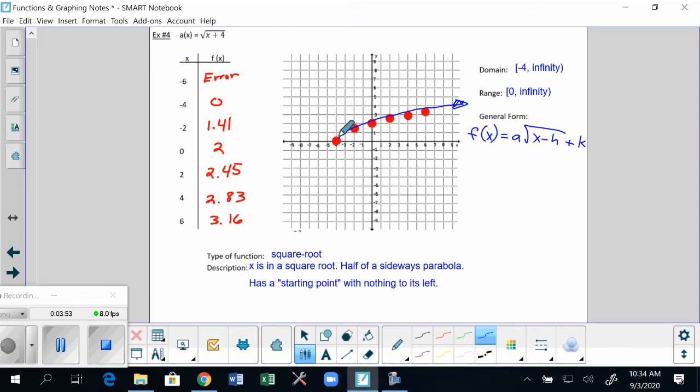It'll have a starting point here, but there'll be nothing to the left of it. Notice we got an error. Any x value less than -4, you're going to get an error because the graph doesn't go over here. It doesn't exist in any domain less than -4. That's why the domain of this graph is from -4 to infinity. The range would be from 0 to infinity. And again, very important, make sure you write down this general form of the square root function.